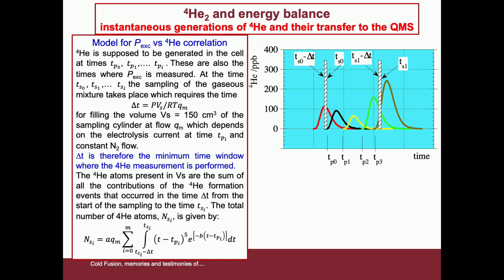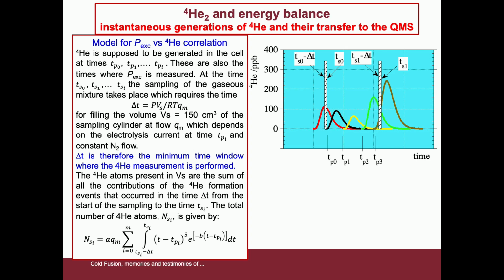Helium-4 and the energy balance. Instantaneous generations of helium-4 and their transfer to the quadrupole mass spectrometer. Having previously acquired the helium transfer profile from the cell to the mass spectrometer, we can think of a correlation model between these two quantities, excess power and helium. Thus, it's assumed that the excess power is generated at certain times Tpi, and at the times Tsi, sampling of the gaseous mixture takes place.